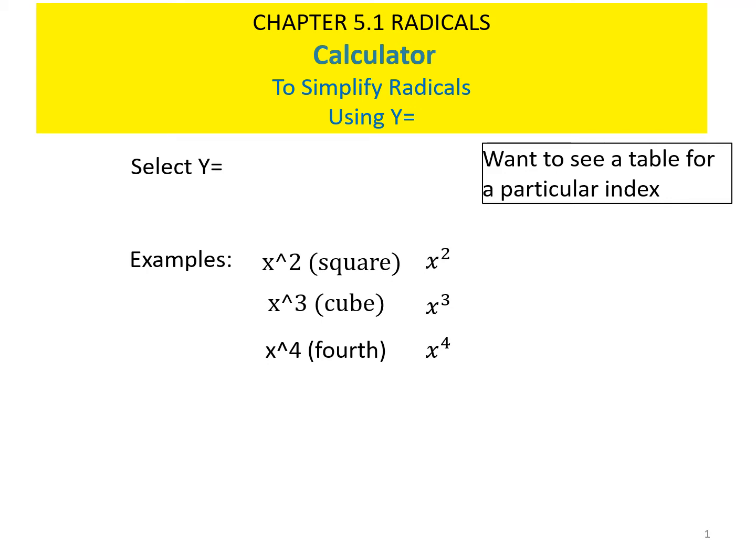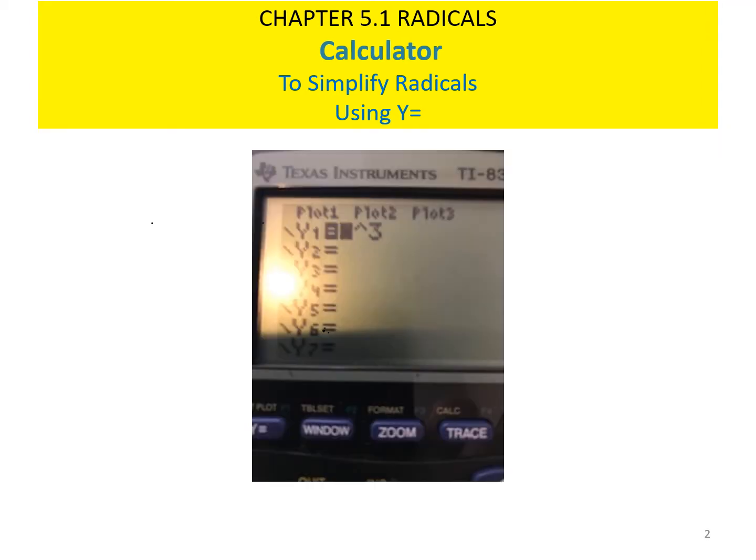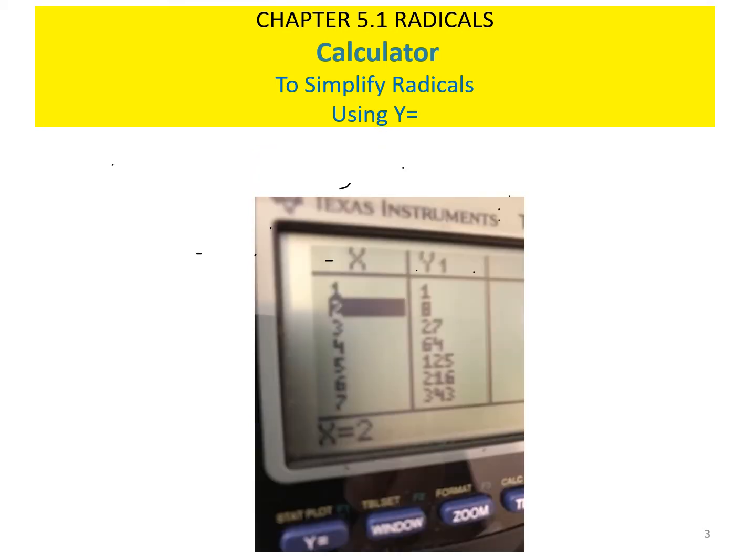So once you select the y equals, put in, say, let's do an x cubed. Put in your x cubed. You're going to go ahead and press second and the graph key, which will give you your table of values. So let's see what that looks like. We enter y equals, and we enter x raised to the third power. I want to see every number that's cubed. And we hit second and graph, which will give us the table, and here you see the table.